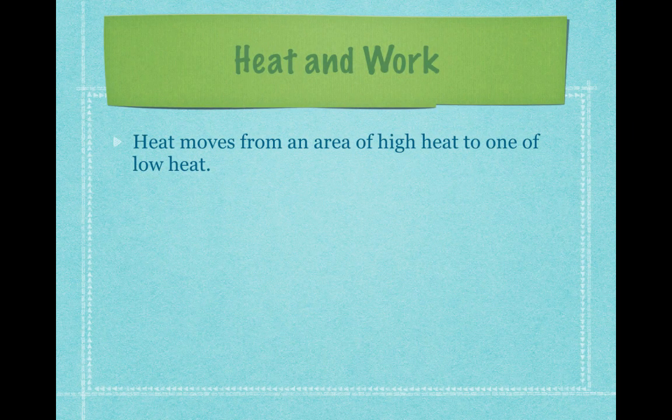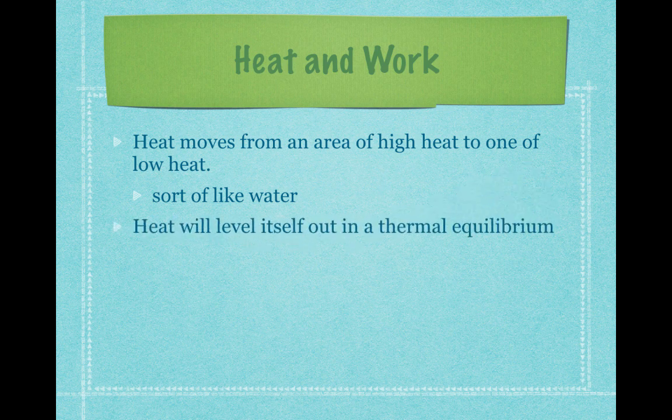Now, if we take a look at how heat and work are related, or how we can use them, we know that heat moves from an area of high heat to one of low heat, sort of like water does. So if you have high water in one area and low water in another, and they're connected and water can flow, then water would flow from the higher point to the lower point until the two points reach the same level. And heat does the exact same thing. So heat will level itself out in a thermal equilibrium.